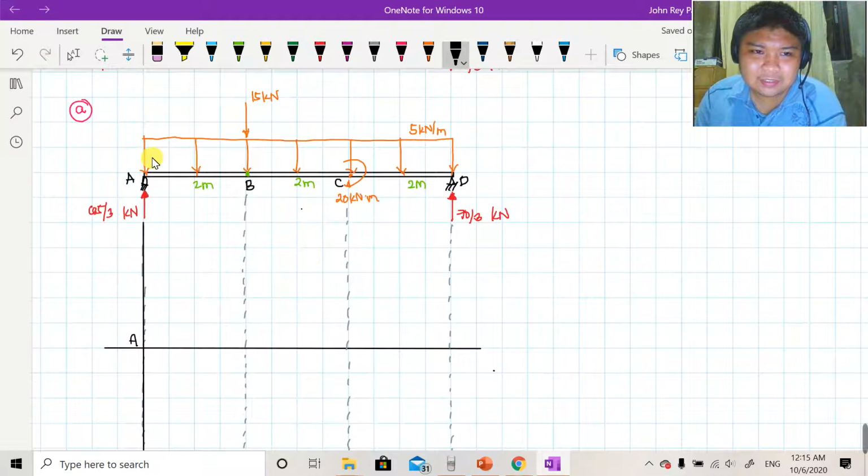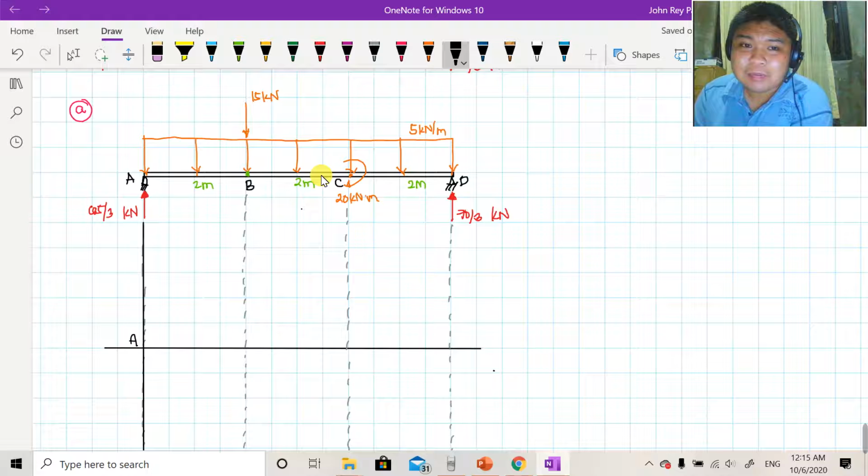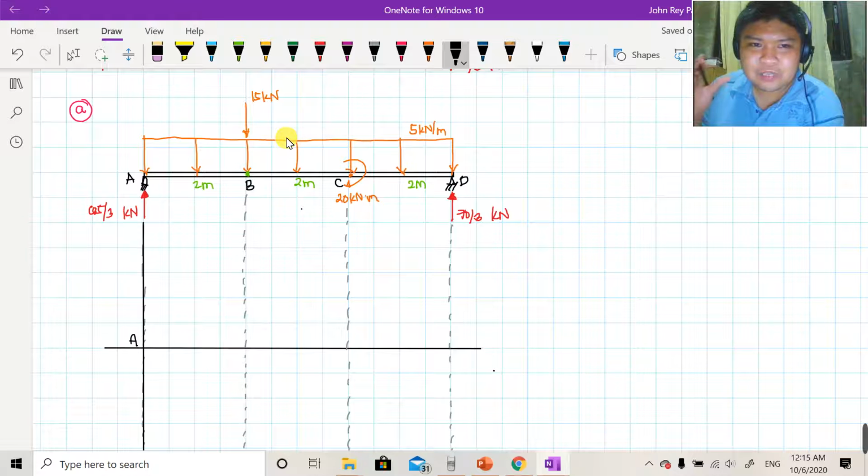tingnan natin class itong distributed load natin. Di ba itong distributed load is 5 times 6 is 30 kilonewton, di ba? Kapag concentrated siya. Di ba ang magiging moment niya sa point A, considering point A, imagine niyo wala itong support. Uulitin ko. Imagine niyo class dapat wala itong support. Ang magiging moment niya sa point A, considering na ang nasa isip mo lang dapat class ay itong distributed load.